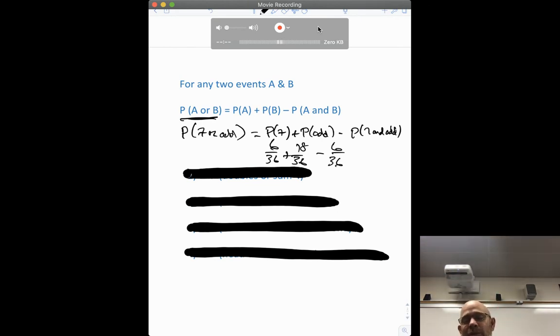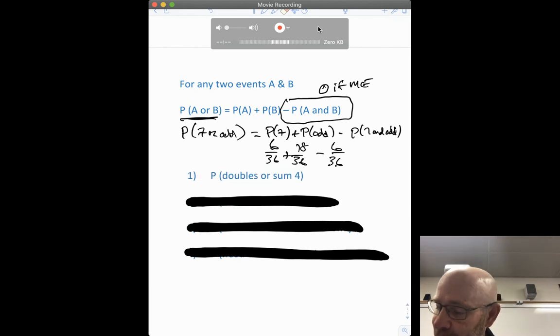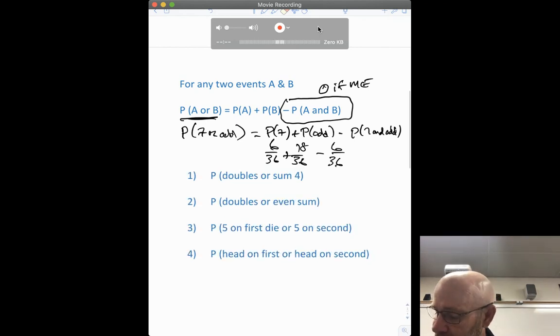Okay, it's a little weird with the odd and 7 because all 7s are odd, right? But the idea is you've got to subtract. And remember, let's go back to this. If they're mutually exclusive, that number is just 0, right? If mutually exclusive, which means we're back to that same formula, probability of A plus the probability of B. So let me just give you a couple little example problems here, and we'll be done, I think.